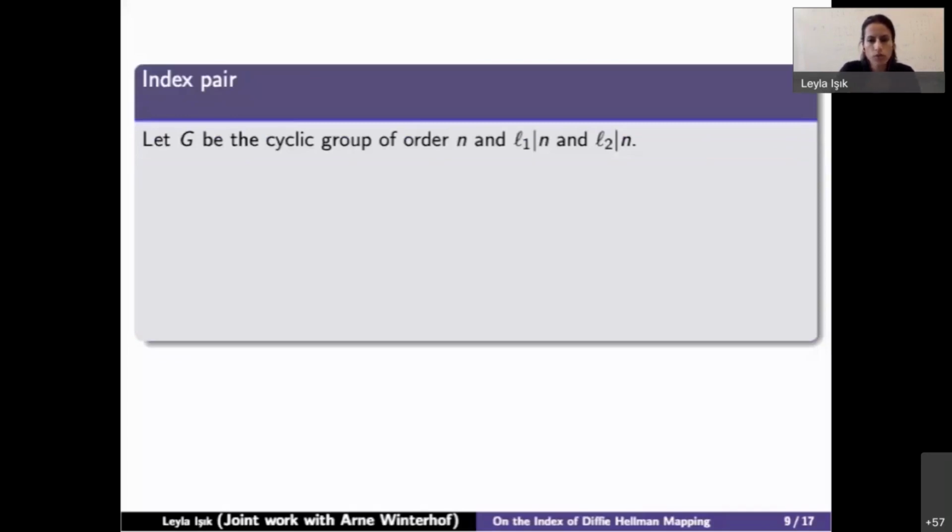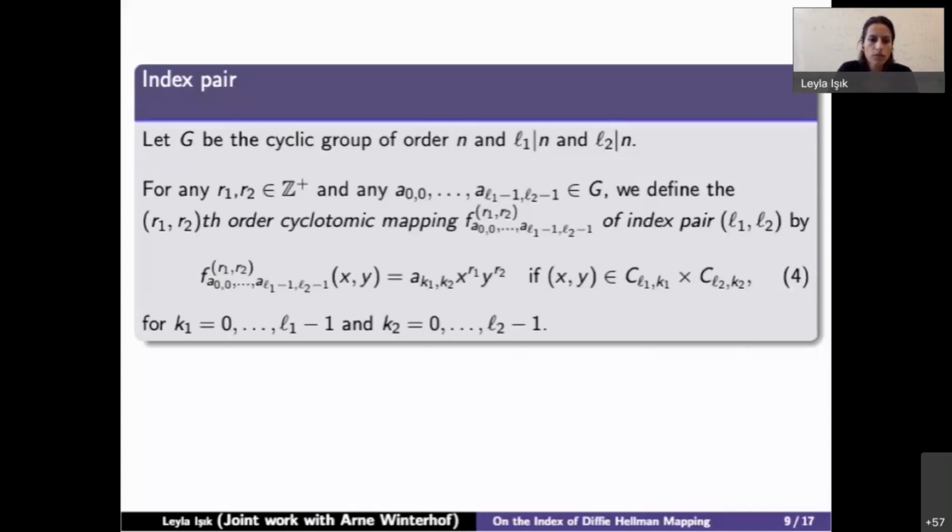We have a cyclic group of order n. Now we have two positive divisors of n. Let's call them L1 and L2. For two positive integers R1, R2, and L1 times L2 elements from G, it looks a little bit complicated, but the idea is similar to the univariate case.